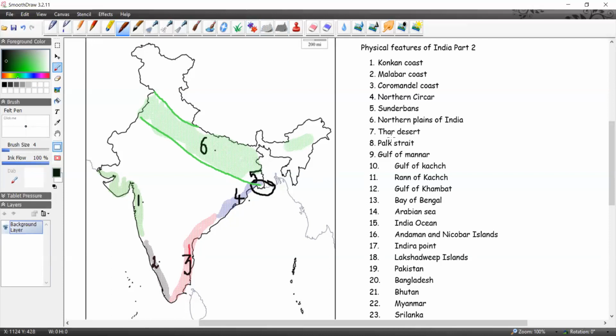The seventh one is Thar Desert. The seventh one, Thar Desert. This is Thar Desert. To the west of Aravalli Ranges, this area is Thar Desert.